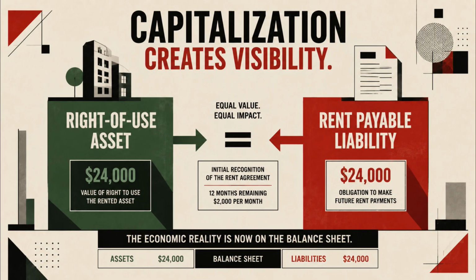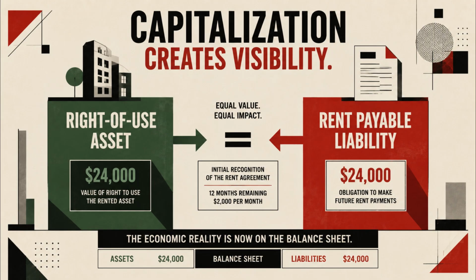So if we assume that monthly rent is $2,000 and we have 12 months that remain on the lease, the initial entry becomes to debit our right of use asset for $24,000, which is the 12 months times the $2,000 per month, and credit the rent payable liability for the same amount, $24,000. Now the balance sheet reflects the future obligation. This is economically similar to recognizing, say, the current portion of a car loan, equipment financing, or the current portion of a mortgage obligation.